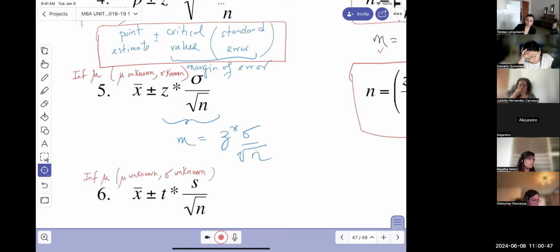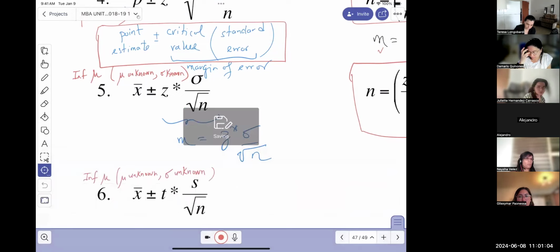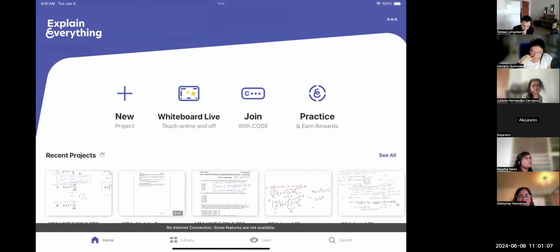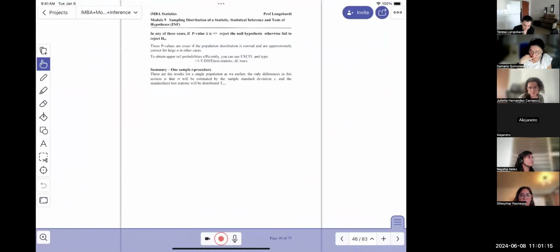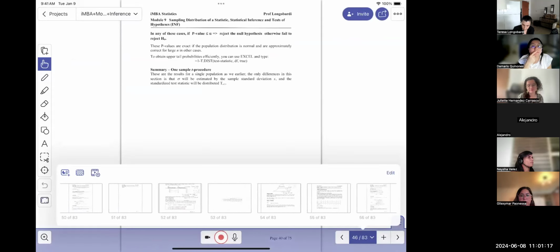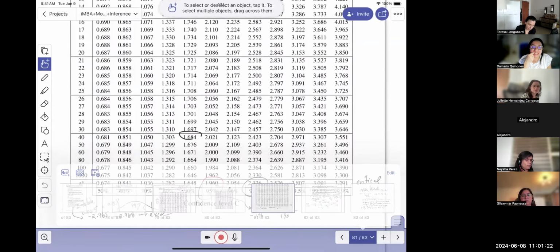Okay, let's explain a bit. All right. Okay, we're going to talk about the T table, how to use it, how it's similar, how it's different. I think I have it here. I have my drawings on the other one there. Okay.